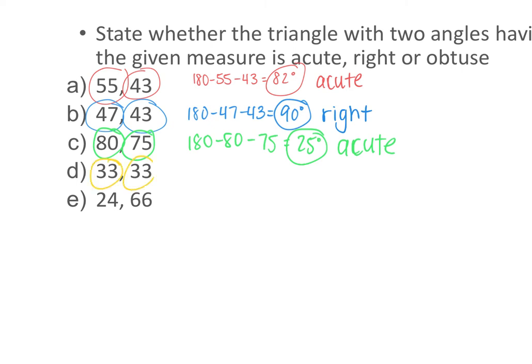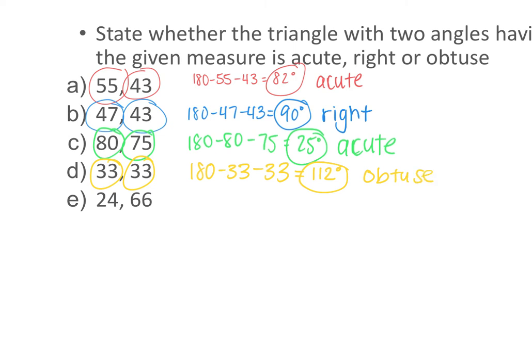We've got 33, 33. So 180 minus 33 minus 33 equals, well, 33 and 33 give me 66. 180 minus 66 gives me 114 degrees. That is larger than 90 degrees. This is obtuse.